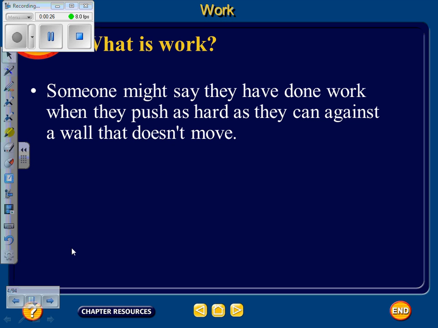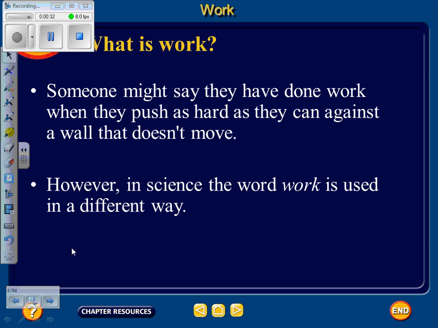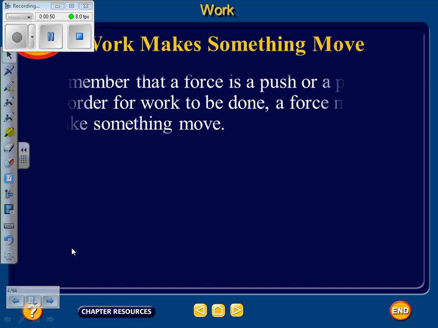Someone might say they have done work when they push as hard as they can against the wall that doesn't move. However, in science, the word work is used in a different way. And again, just like some of the other terms like weight and temperature and heat, we're talking about the scientific definition of work, which is different than the layman's term for the definition of work.